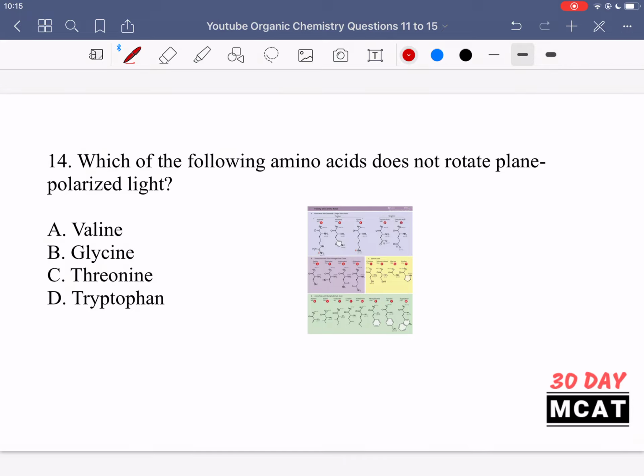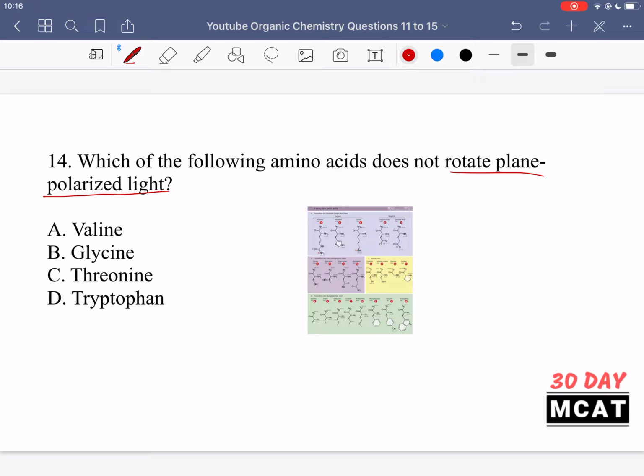In question 14, we're asked which of the following amino acids does not rotate plane polarized light. So we're talking about something rotating plane polarized light. Which one does not? To rotate plane polarized light, you need to have a carbon which is chiral, meaning that there is no plane of symmetry inside the carbon. So if a carbon doesn't have a plane of symmetry, it's chiral, it can rotate plane polarized light, and usually what we're looking for is a carbon which has 4 different groups bonded to it.